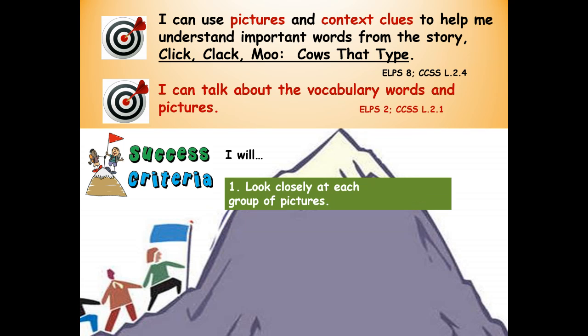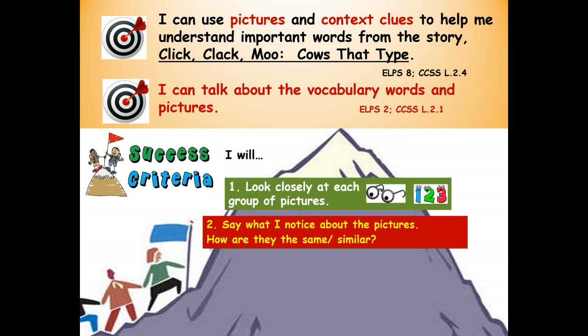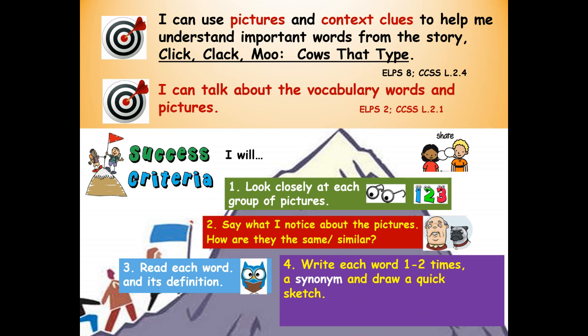I will. Number 1, look closely at each group of pictures. Number 2, I will say what I notice about the pictures. How are they the same or similar? Number 3, read each word and its definition. Number 4, I will write each word 1 to 2 times, a synonym, and draw a quick picture or sketch.